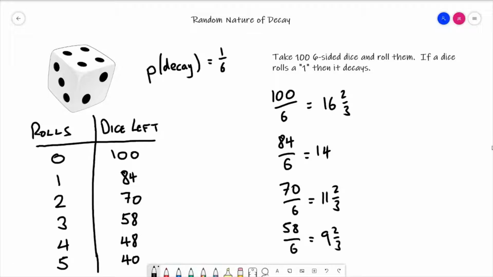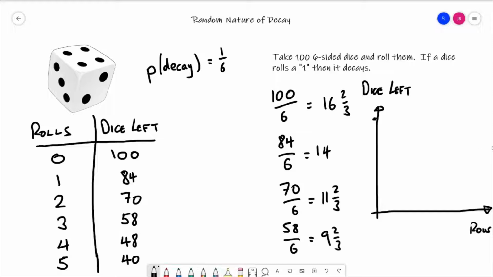What we end up with then is, if we try and sketch a graph, and obviously on the next screen I'll show you a better version of this. On the y-axis we're going to have dice left, how many dice are remaining, and on the x-axis we're going to have the number of rolls.